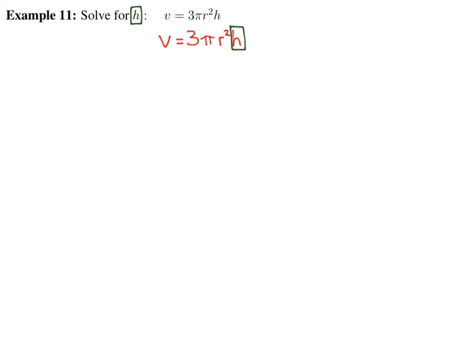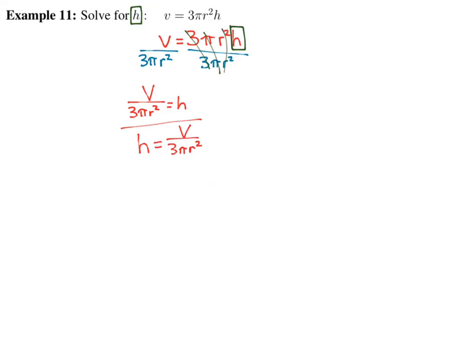Solving for h. Going to divide both sides by 3 pi and the r squared, because those are all multiplied by h at once. Pi by 3, pi by pi, pi by r squared. So V over 3 pi r squared equals h, or even more better yet, h equals V over 3 pi r squared.